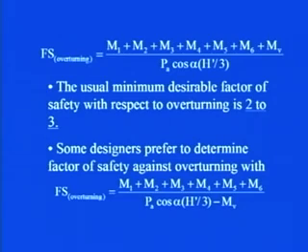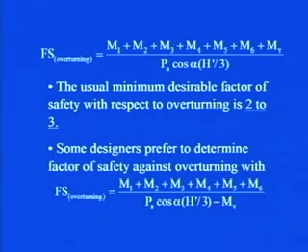You can have a look at this slide, that factor of safety against overturning is equal to the summation of all the moments which are resisting the overturning divided by the force which is causing the overturning. So, you see here M1 plus M2 plus M3 plus M4 plus M5 plus M6 plus MV divided by the horizontal component of active force into H prime by 3. What is the horizontal component of active force? Which is equal to PA cos alpha. So, accordingly here in the denominator you have this PA cos alpha into H prime by 3. The usual minimum desirable factor of safety with respect to overturning is taken as 2 to 3.